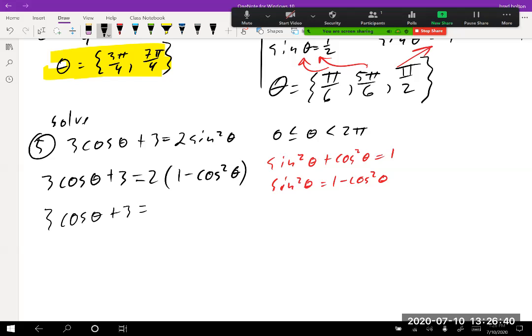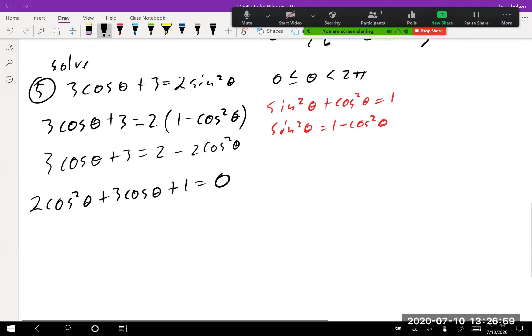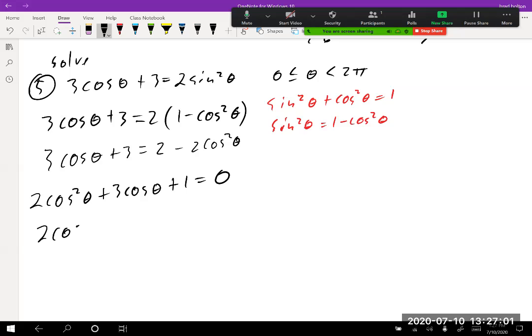And this would be 2 minus 2 cosine squared theta. Let's get everything on one side. So this will be 2 cosine squared theta positive plus 3 cosine theta. And when I subtract 2, this would be plus 1 equals 0, I believe. Yes. So now we try to factor, and this will become 2 cosine theta.